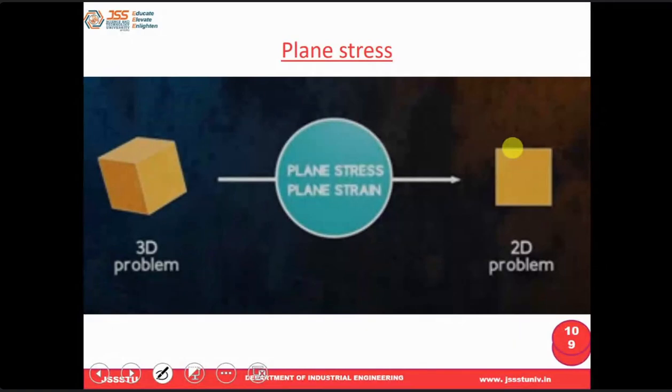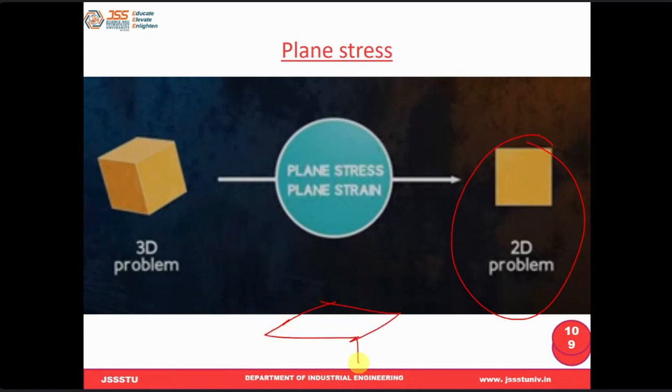Plane stress basically is used for the 2D problem case. Most of the things we use as 2D problems. Suppose you take a body like this bar. Here the length is more and the breadth is more, whereas the thickness is less. So the stresses developed in the thickness direction will be of less significance and will not affect much.